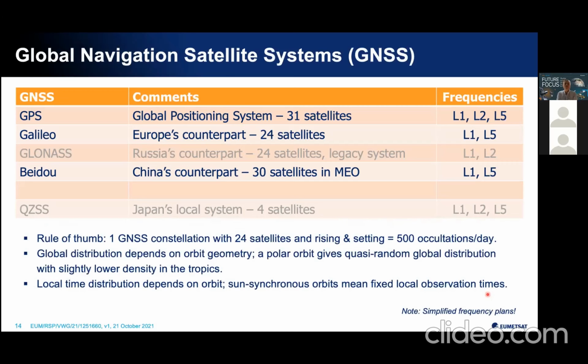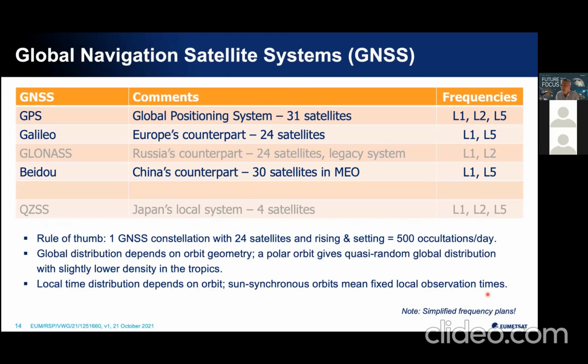I mentioned different GNSS systems and the GPS. That is what we use in GRASS. By now, there are more. Galileo, Europe's counterpart that has currently 24 operational satellites. Then there is GLONASS, which we are not going to use in EPS-SG. There is Beidou, that is China's counterpart.